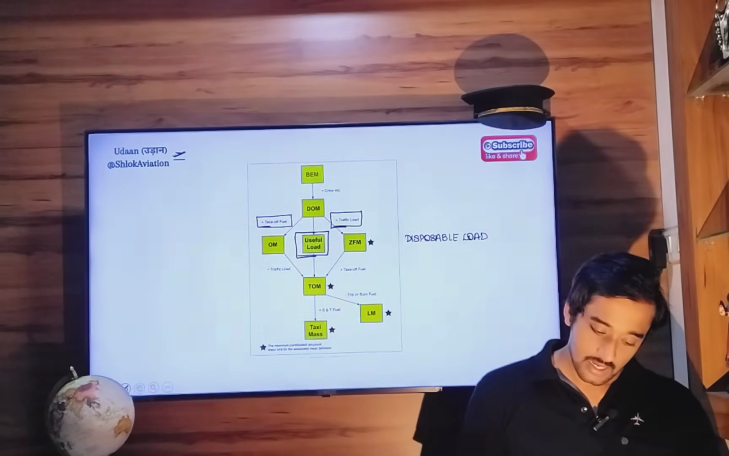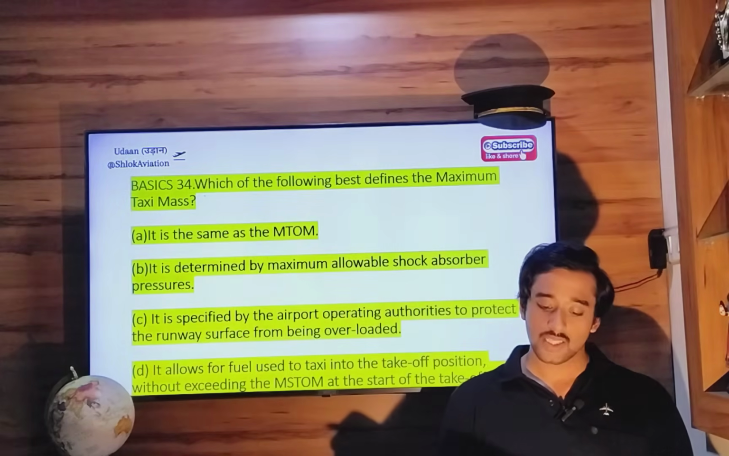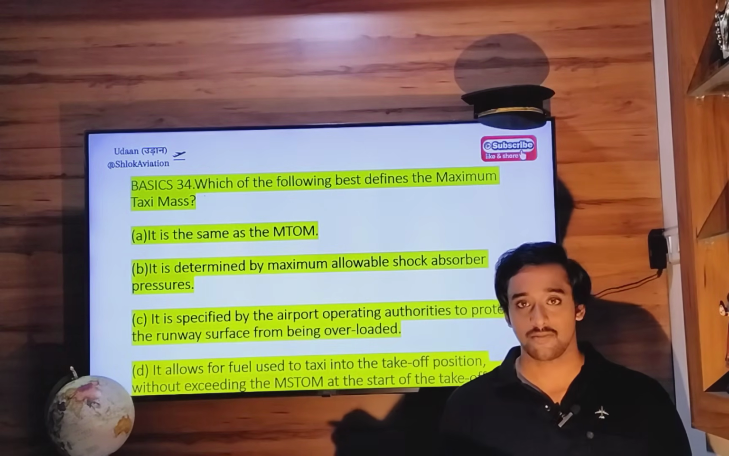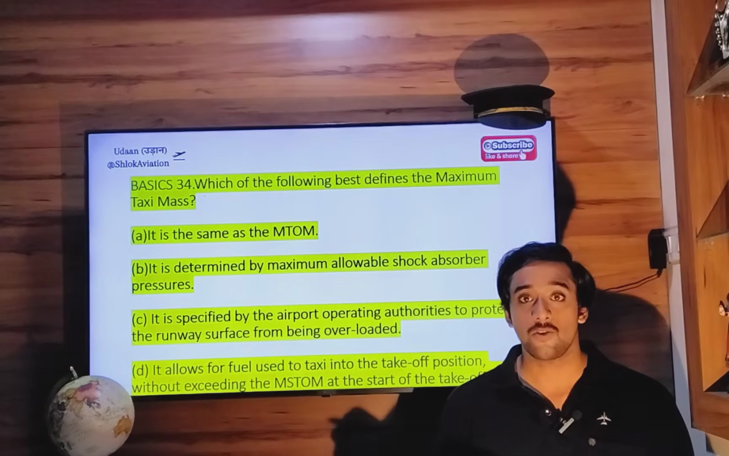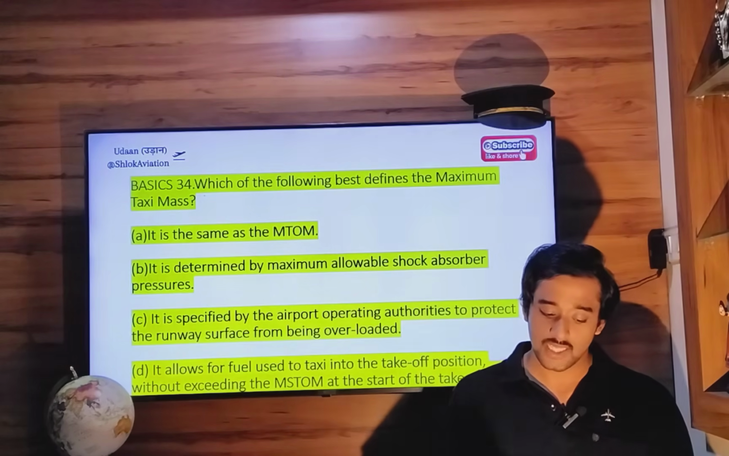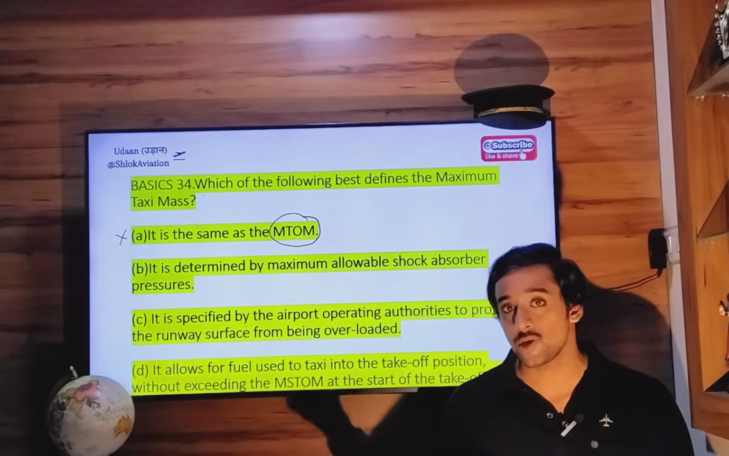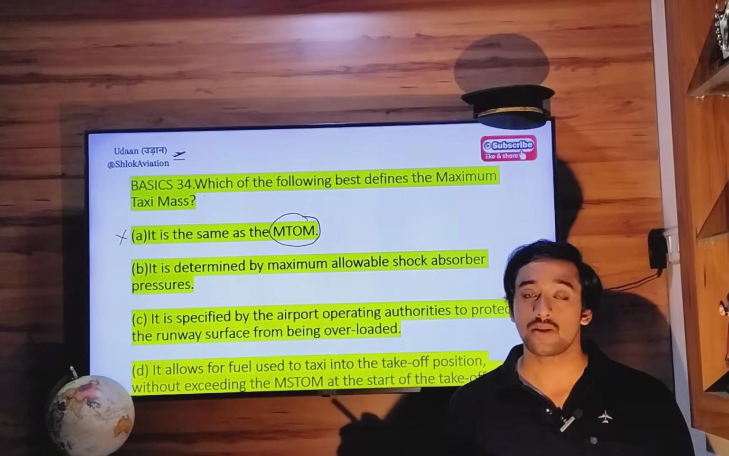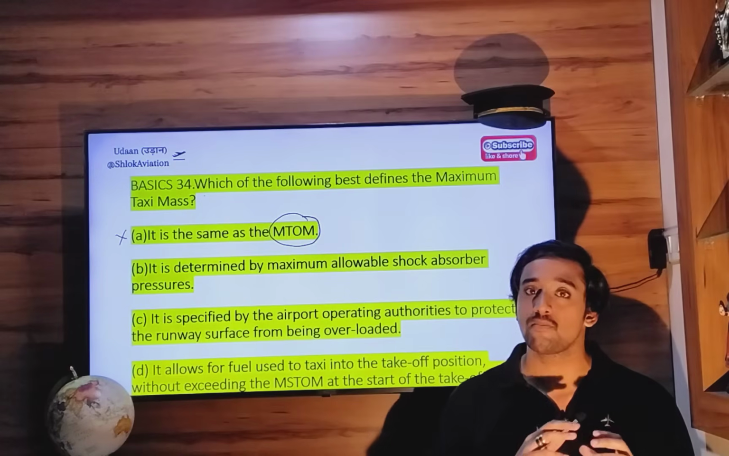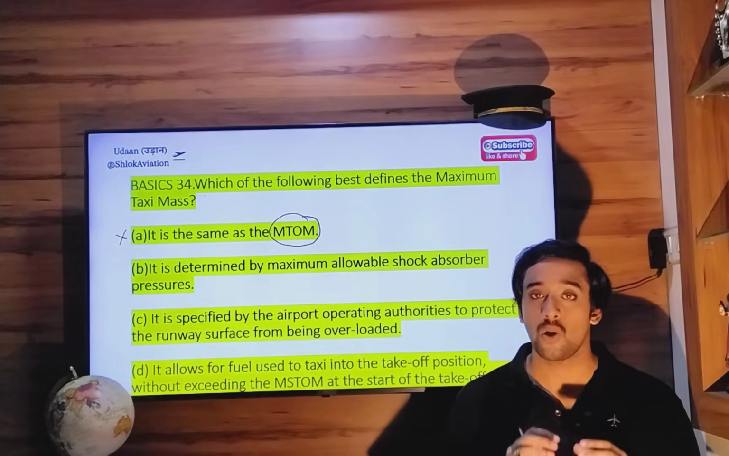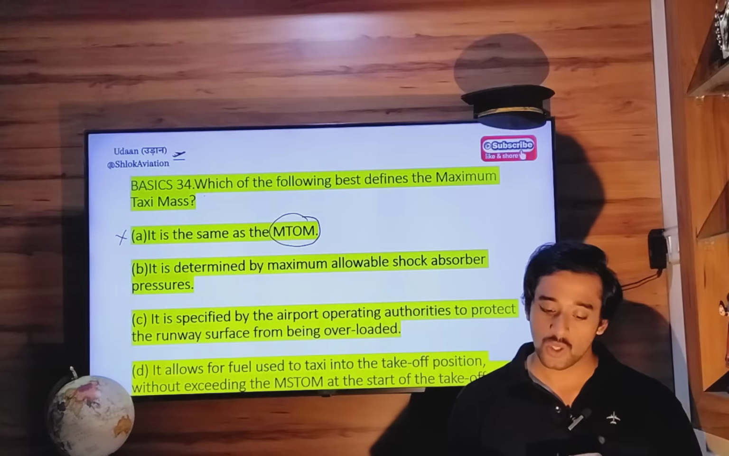Okay. Next, 34. Which of the following best defines the maximum taxi mass? So maximum taxi mass is the maximum structural taxi mass. The maximum limit to which you can load your aircraft when it is ready for taxiing. So it is the same as maximum takeoff mass. No. Maximum taxi mass will have the allowance for taxi fuel as well. On the other hand, maximum takeoff mass will be exclusive of any taxi fuel. Because this taxi fuel will be burned completely from the moment you start taxiing your aircraft to the end of the taxi, that is once you reach the runway. So both things are different.